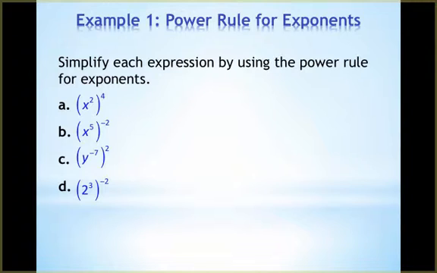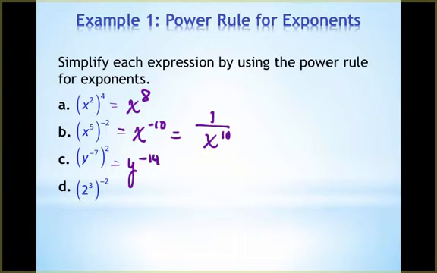Let's take a moment and look at some examples using the power rule. If we had x to the 2nd to the 4th, that would be x to the 2 times 4, which would be 8. X to the 5th to the negative 2 would be x to the negative 10th, but remember that we have to replace negative exponents with positive exponents, so that becomes 1 over x to the positive 10. Y to the negative 7 squared would be y to the negative 14, but that would be written as 1 over y to the positive 14.